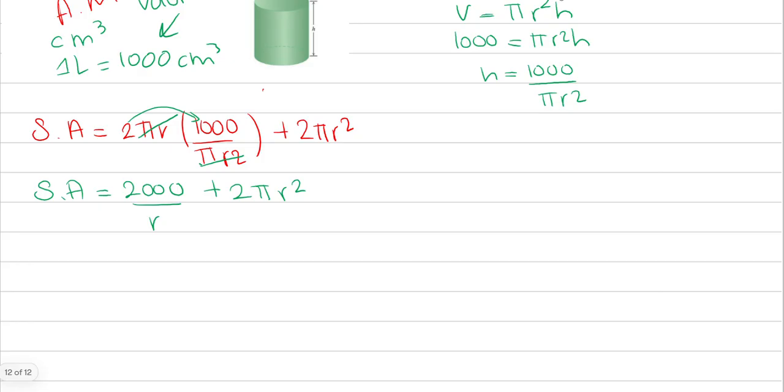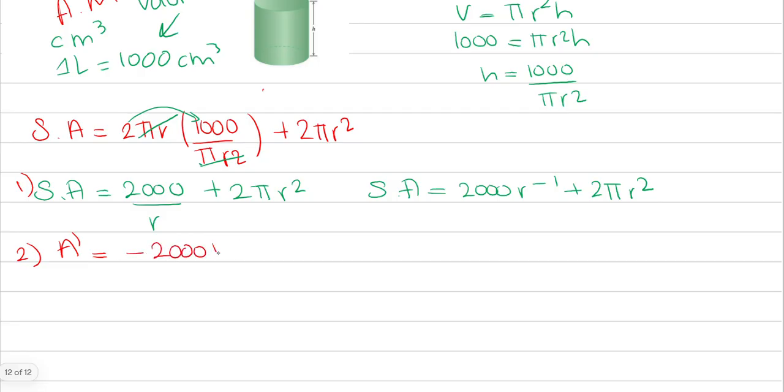Now I need to find my derivative. So this is my first step. Let me find my derivative. I'm just going to say A prime, because I'm not going to write the whole thing. Before I write this, let me rewrite this in an easier way. My surface area is equal to 2000 r to the power of negative 1, I just took my r up, plus 2 pi r squared. I cannot have r in the denominator, so I took it up here, I fixed it. I'm going to get negative 2000 r to the power of negative 2 plus 4 pi r.